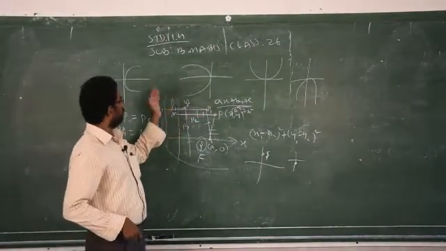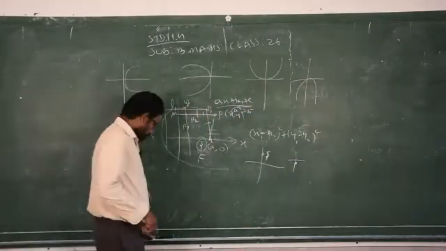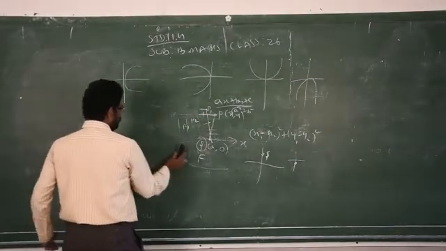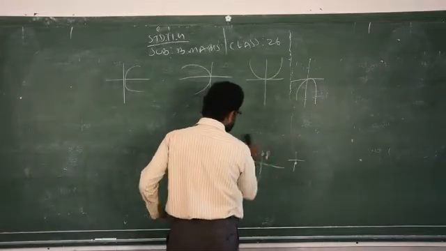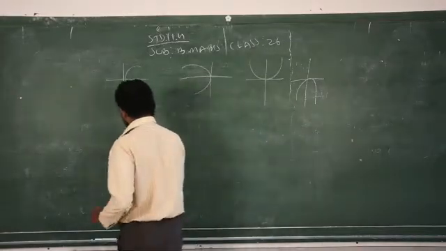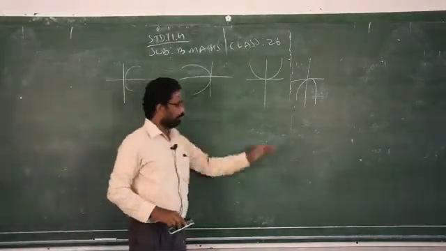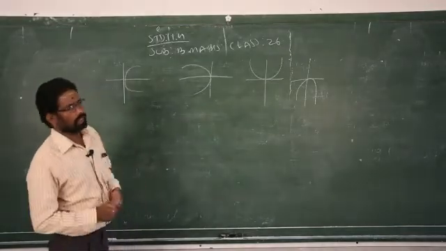We have a general formula for all these four types. A general form of parabola, like the circle. The general equation of a circle is x square plus y square plus 2gx plus 2fy plus c is equal to 0. Likewise, we have a general formula for all these four types of parabolas. Clear? So how do you find it? It will be very easy.